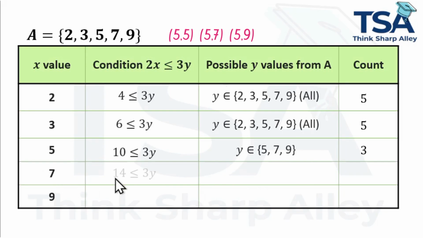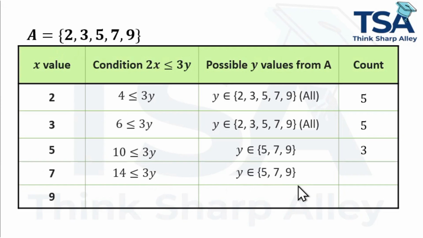For x equal to 7, similarly I'll check by putting all the values, and we will see that only these values of y work. So again the number of ordered pairs is 3. For x equal to 9, this is the condition and the possible values of y are 7 and 9, because 3 times 7 is 21, which is obviously greater than or equal to 18, and 9 times 3 is 27, obviously greater than or equal to 18. Hence we will get 2 ordered pairs from here.